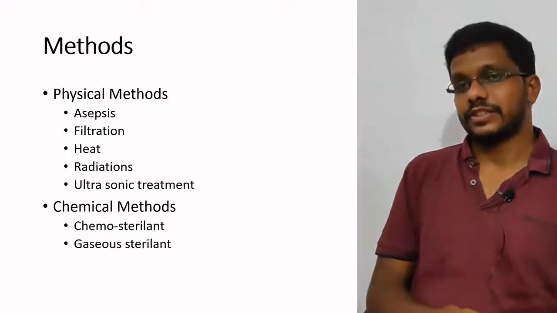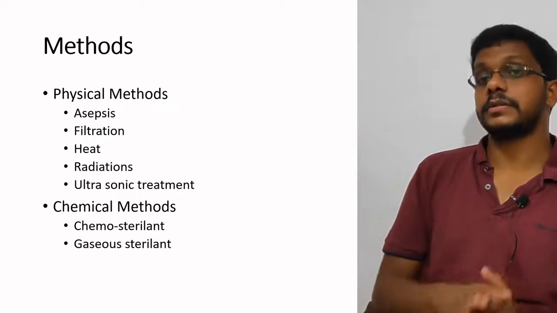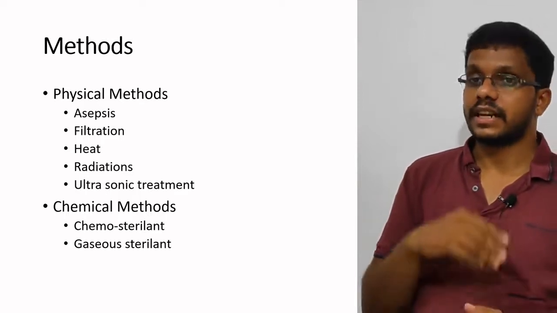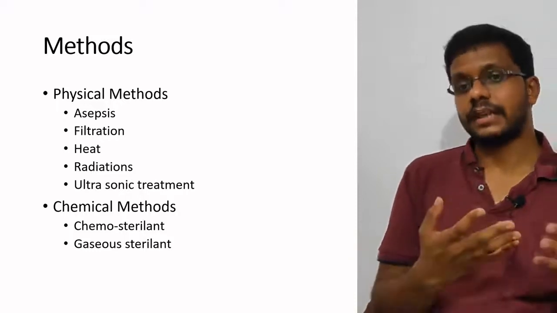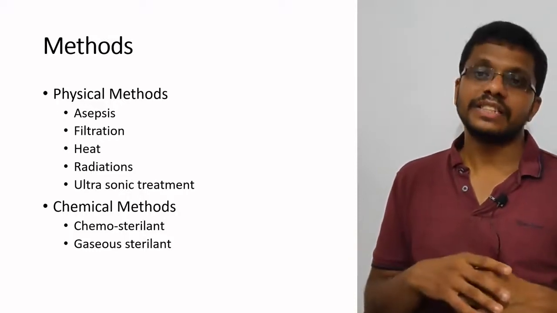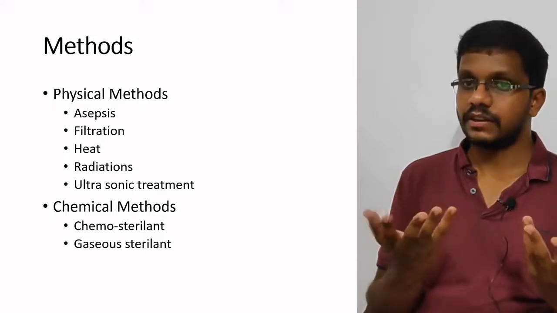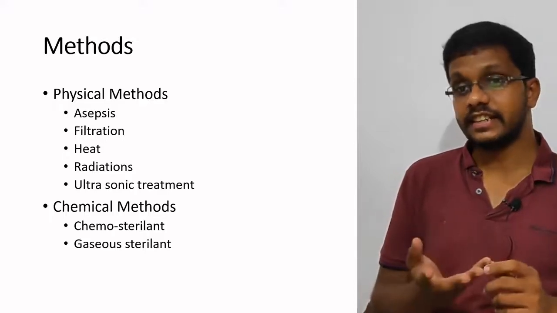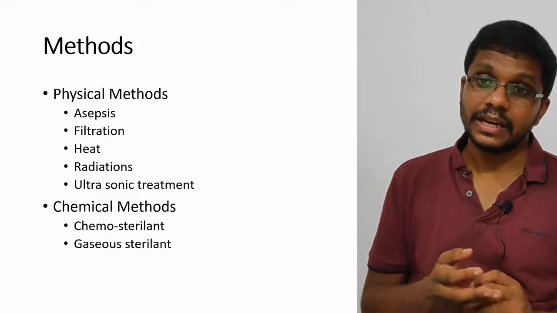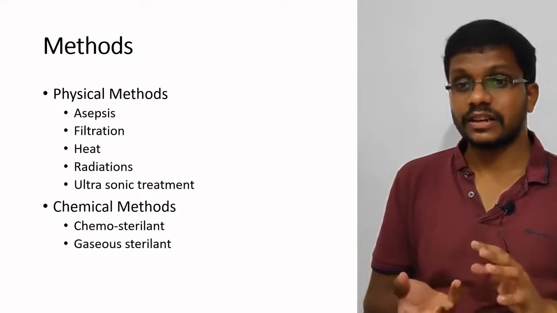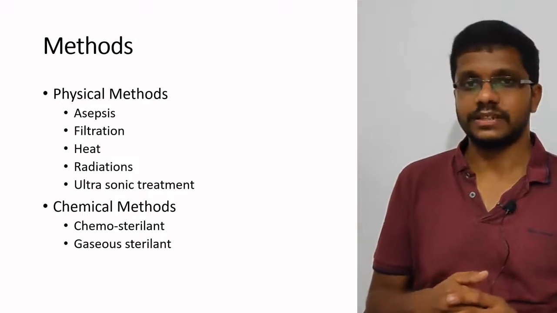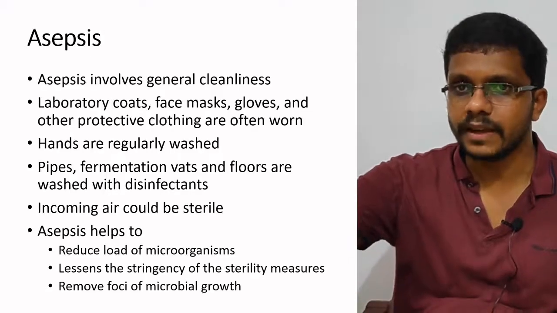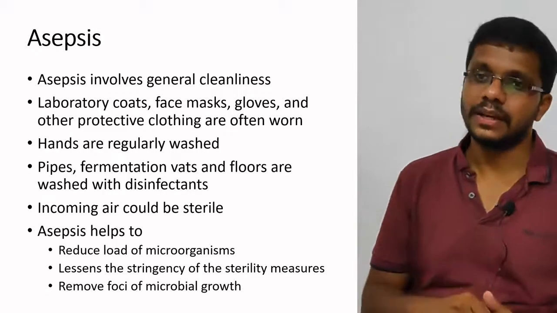And there are different methods for sterilization. If you are doing a fermentation, there are different methods to sterilize. Those are divided into physical methods and chemical methods. Physical methods include asepsis, filtration, heat, radiation, and ultrasonic treatment. Chemical methods are the chemosterilants and gaseous sterilants. I will be explaining most of these methods in following videos. In this video, I am going to talk about asepsis.